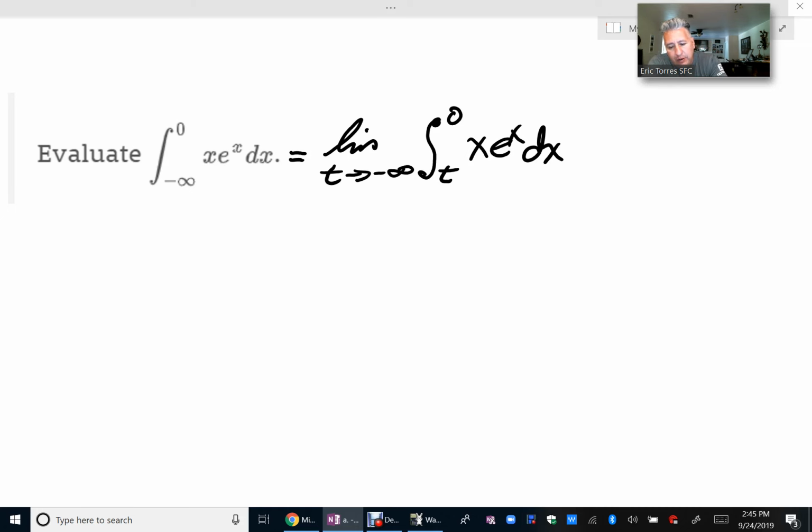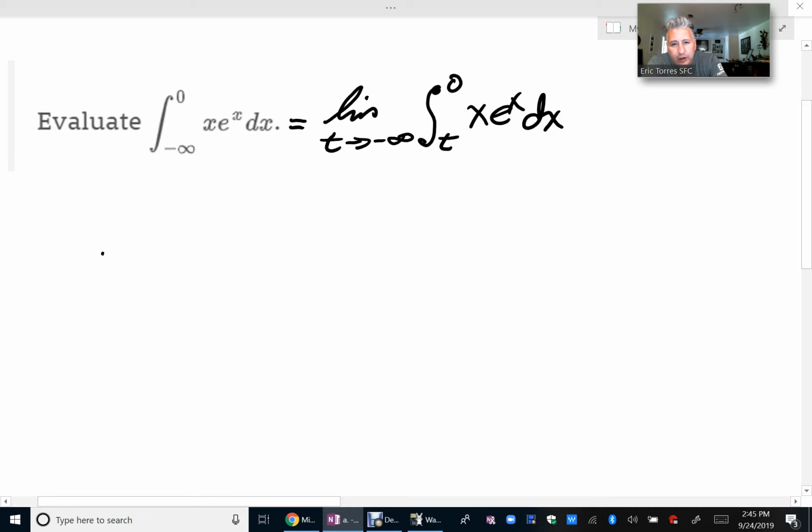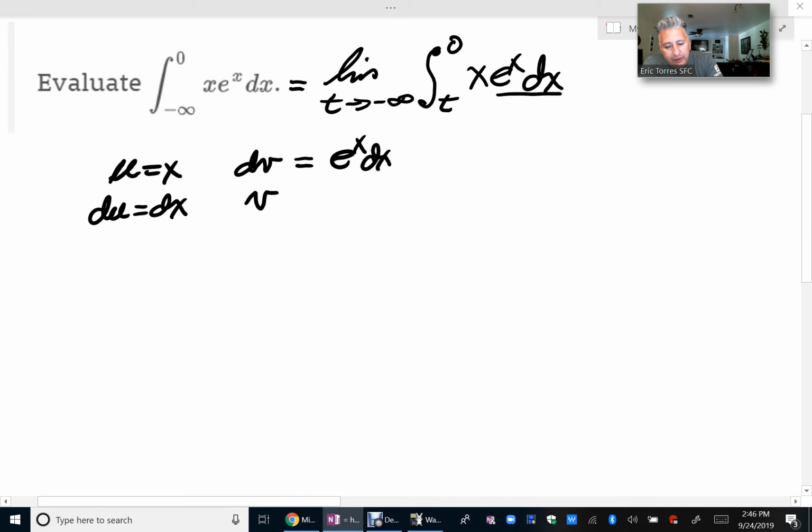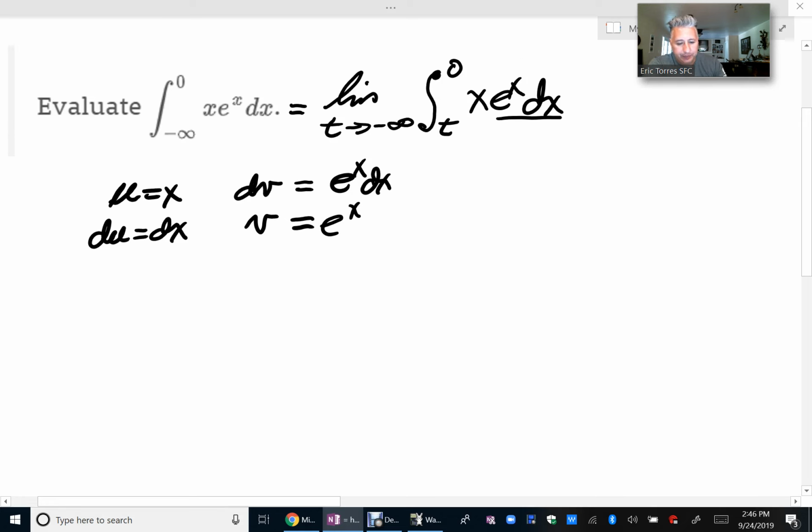I'm going to let u equal x, which means the rest of it is going to equal dv. So dv equals e to the x dx. Take the derivative, I get du equals dx. Take the antiderivative, I get v equals e to the x. I'm going to utilize that to do my integration by parts.